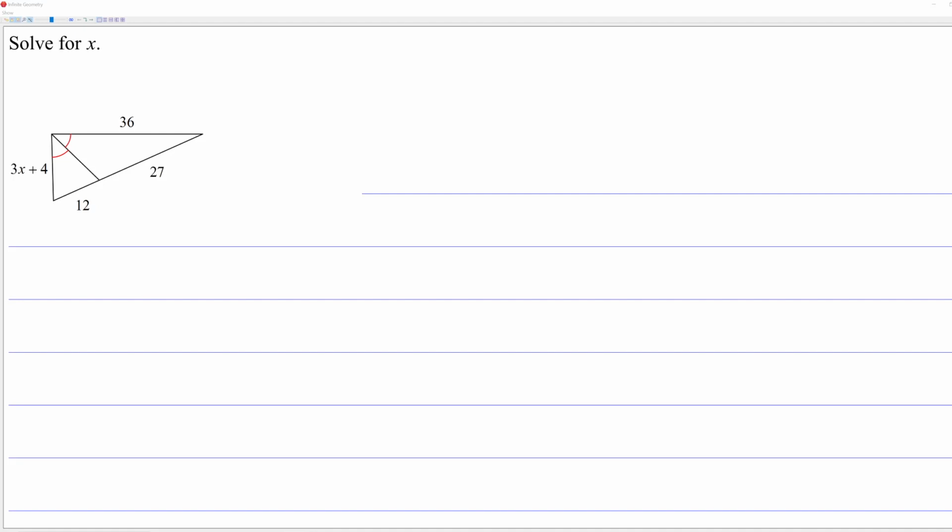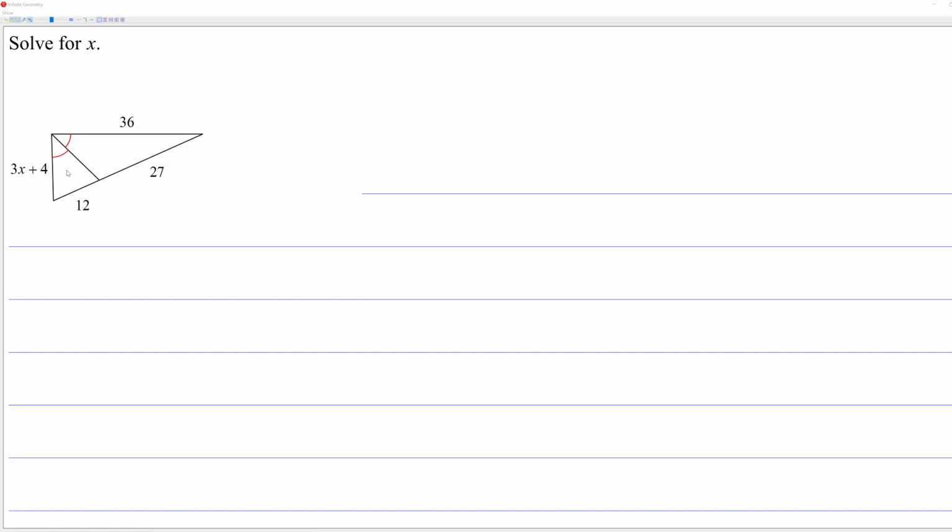This video is about the Angle Bisector Theorem. If you'll notice in this diagram, even though it's not stated in the instructions, we have an angle bisector because the two little red lines mean that these two angles are equal to each other. So the large angle of this triangle has been split into two equal pieces.